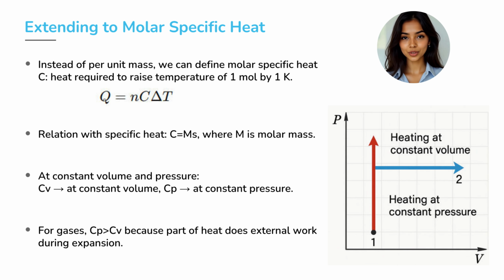At constant volume, no work is done by the gas, so all the heat goes into raising temperature. But at constant pressure, the gas expands, doing work on its surroundings, so C sub P is always greater than C sub V. As you will see in the PV diagram, the constant pressure line rises more gently than the constant volume one, illustrating this difference.